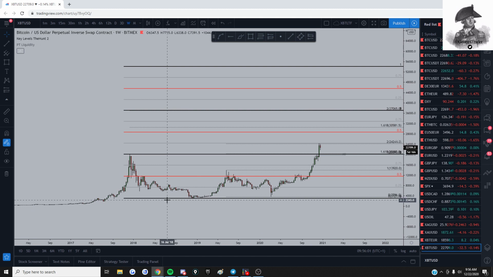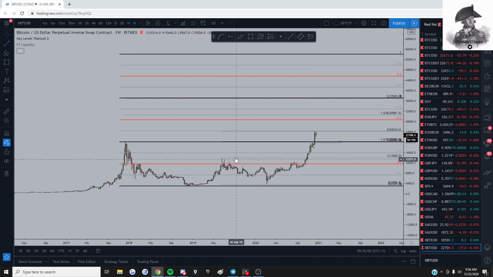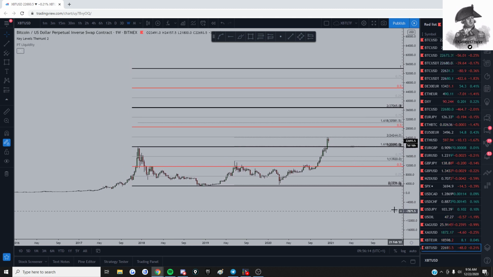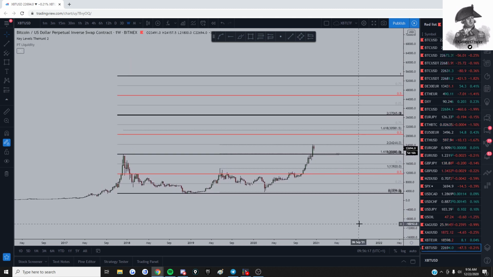They're both actually measured moves. So taking an important move from back down here and then measuring the same move to the upside. That's basically what it is. So there are two ways of doing it.